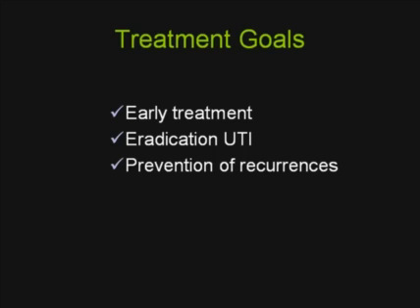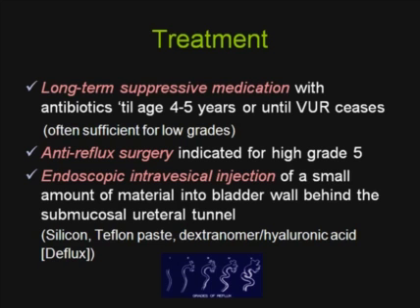Now, early treatment is meant to eradicate the urinary tract infection and to prevent recurrences. Long-term suppressive medication with antibiotics is often used until 4 to 5 years or until the vesicoureteral reflux ceases. It's often sufficient for low grades of reflux. Some children may require anti-reflux surgery in the form of reimplantation when there is grade 5 reflux.